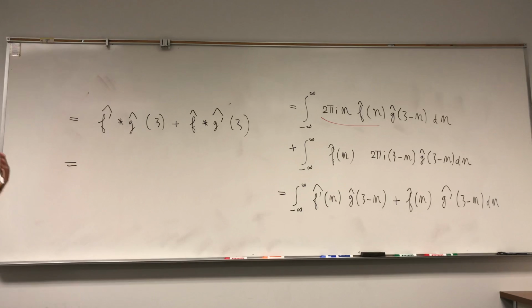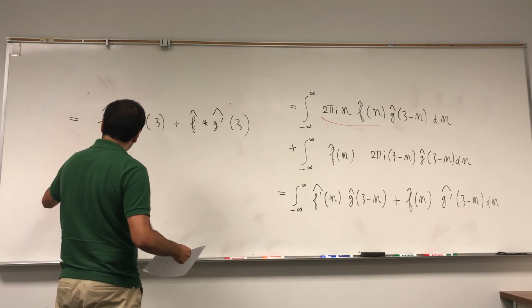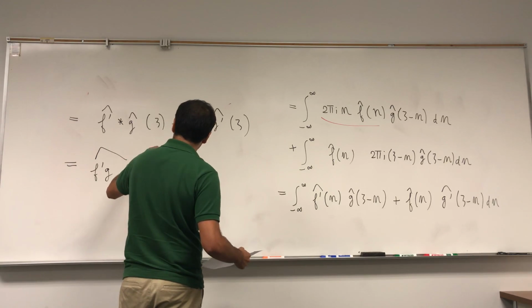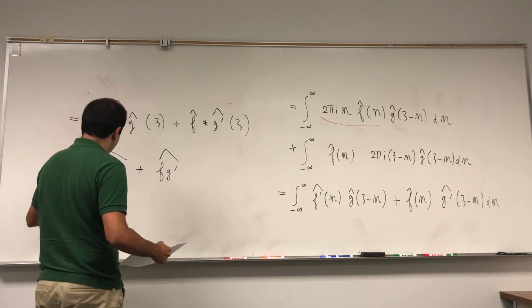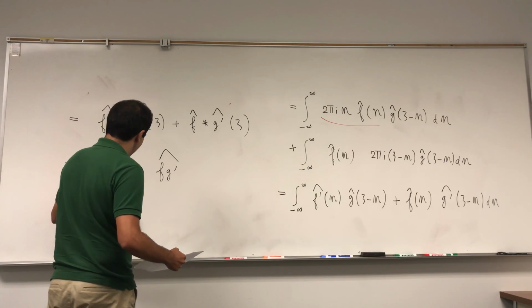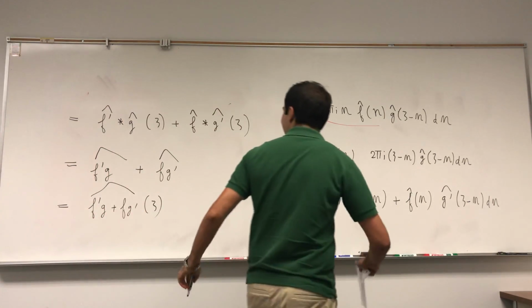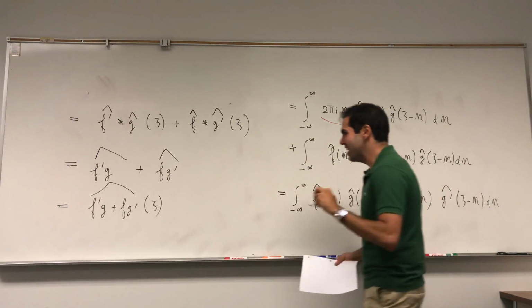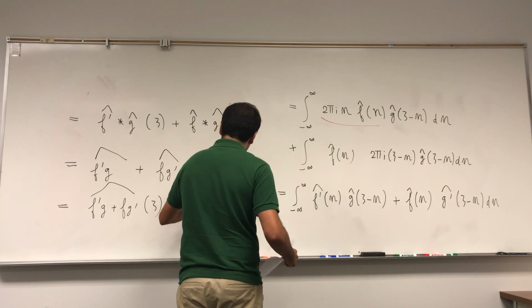And now remember, what does the Fourier transform do? It turns multiplication into convolution. So this is the same thing as the Fourier transform of f prime g plus f g prime, evaluated at xi. Okay, and the question was, what was that equal to? What was the stuff I wrote at the very beginning? Well, it was precisely the Fourier transform of (fg) prime.